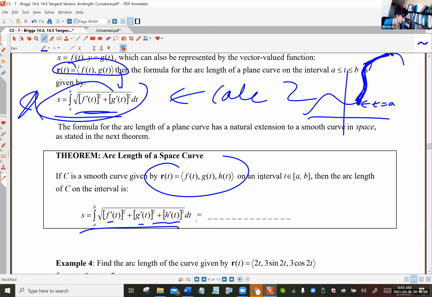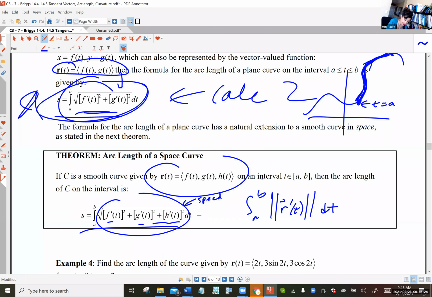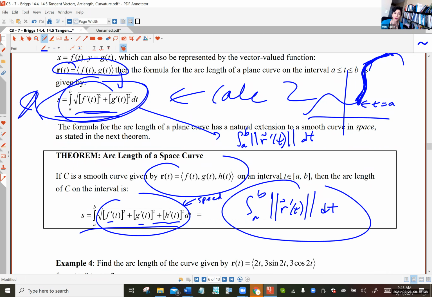I do want you to notice that this is speed. What do I mean? It's the same as the magnitude of your velocity vector. That's all it is. Same up here. They didn't tell you that in Calc 2, though. In Calc 2, they didn't want to talk about vector valued functions. But we do here in Calc 3. So what am I saying? Arc length is essentially taking the integral of speed.